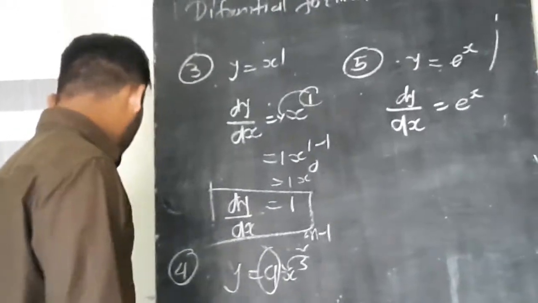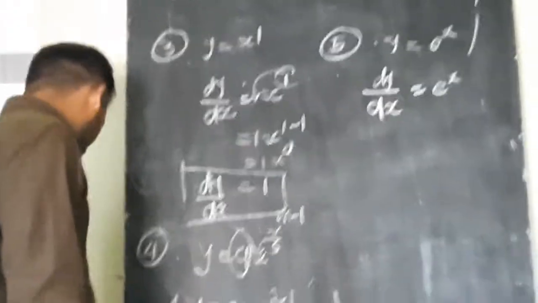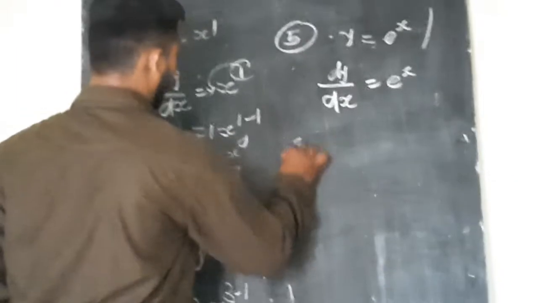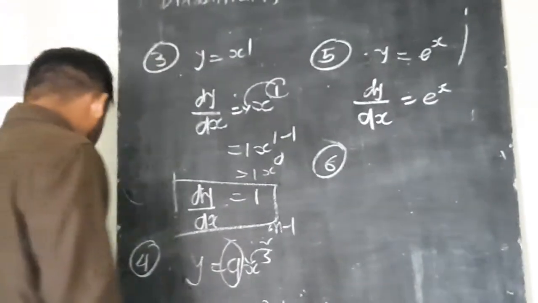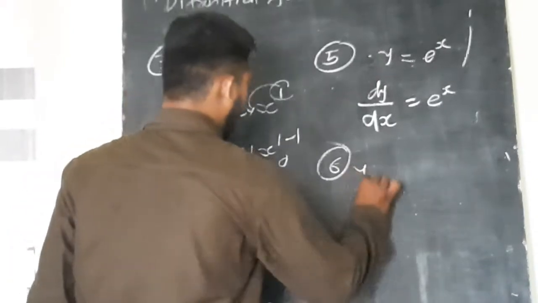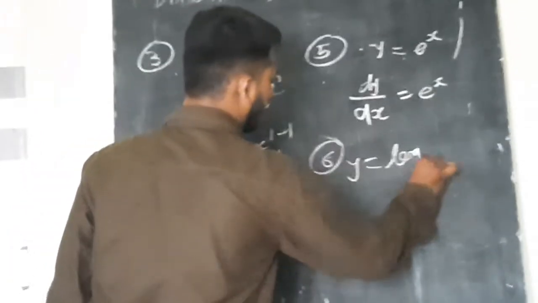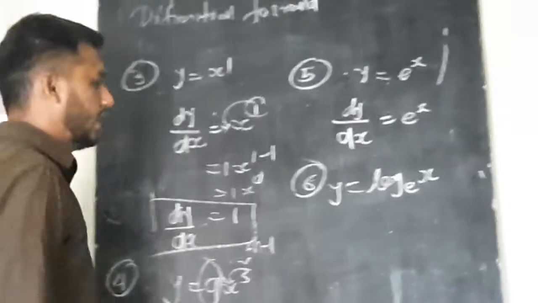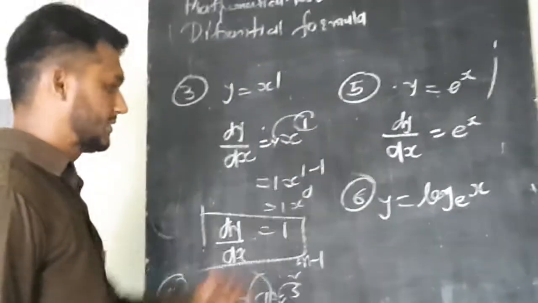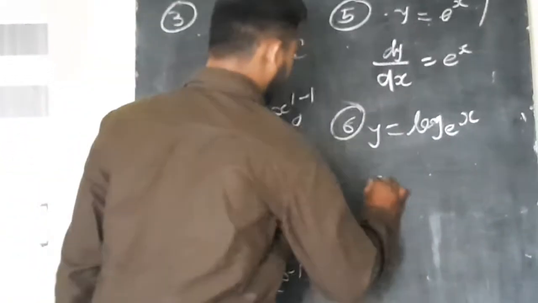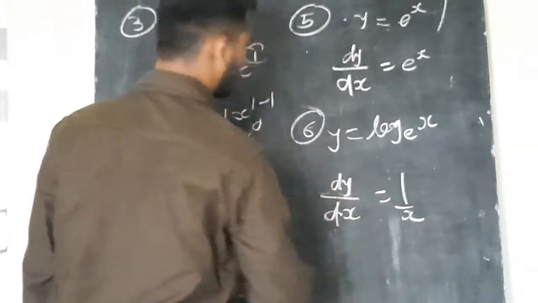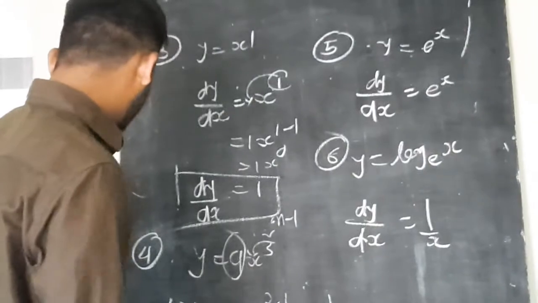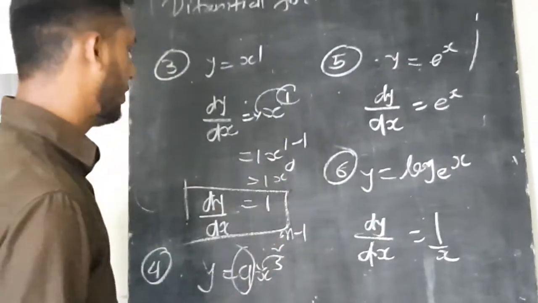Okay, now we have another example, formula number 6: y equals log of x to base e. Okay, log base e of x. So we take dy by dx, which equals 1 by x. Okay, we get the value 1 by x. So this is our formula number 6.